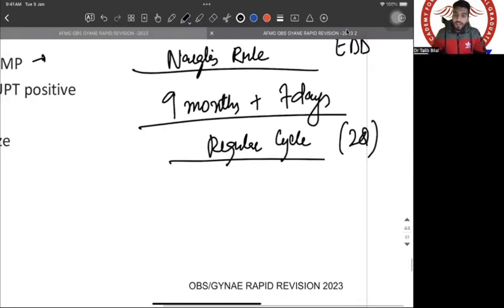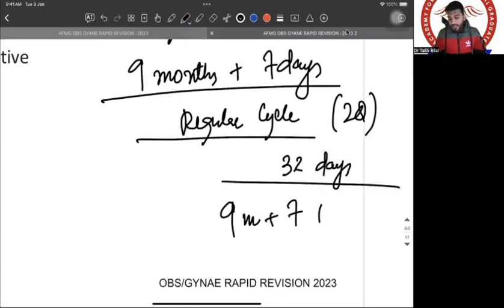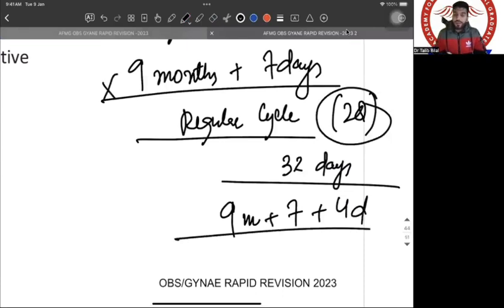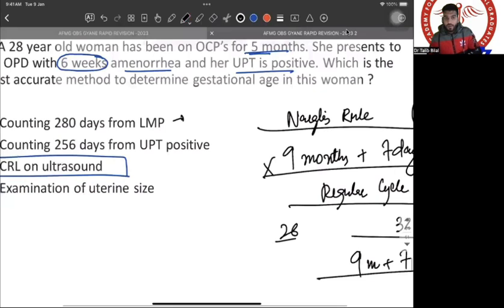So they will mention, guys, what will be the EDD if the cycle is 32 days. Her cycle is 32 days. Then at that time, you have to do 9 months plus 7 days plus 4 days. Then this will not work; this will only work for regular cycles. Okay. And if they mention that the cycle is only 26 days, then you will subtract the two. So Naegele's formula for EDD, guys. One question can be asked over there.